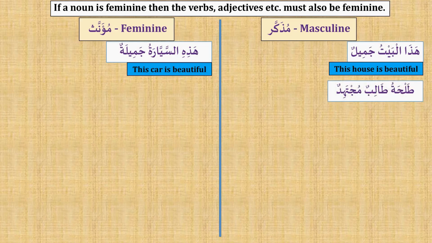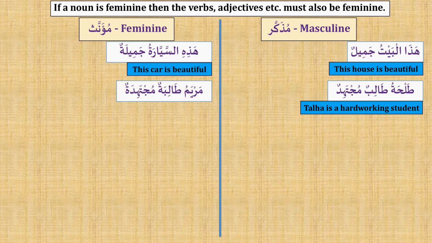طلحة طالب مجتهد. Talha is a hard-working student. Talha ends with ta marbuta, but it is masculine. It's a male name, not female. Talibun, a student, male student. Mujtahidun, hard-working, also masculine. All words are masculine in this sentence.